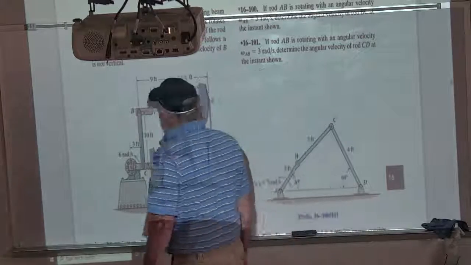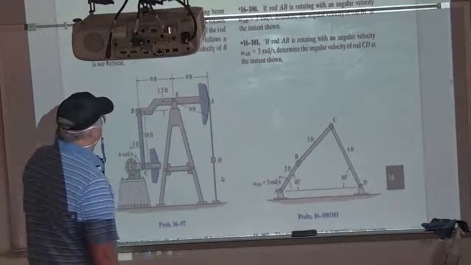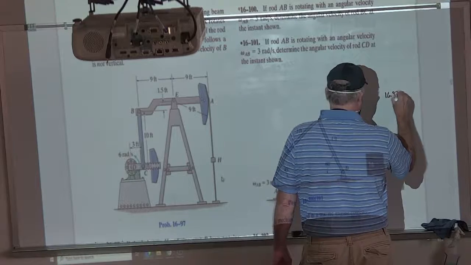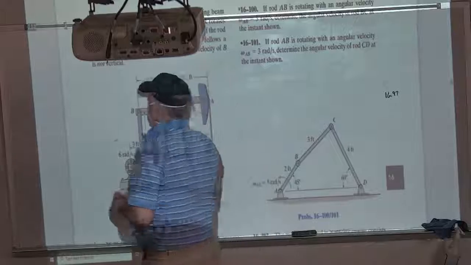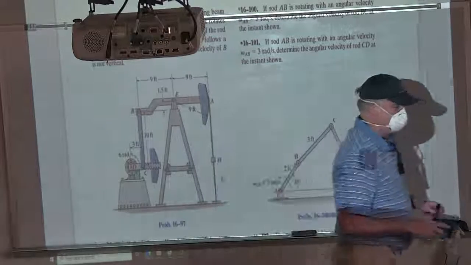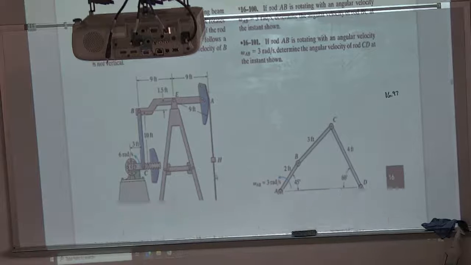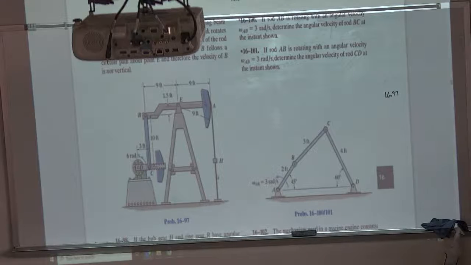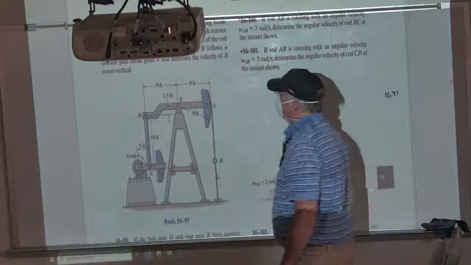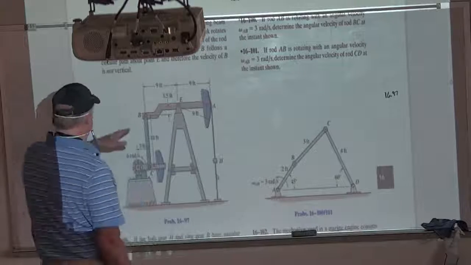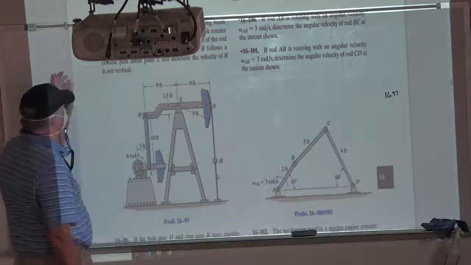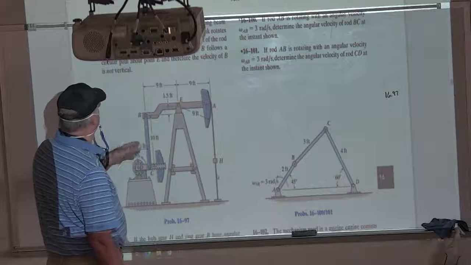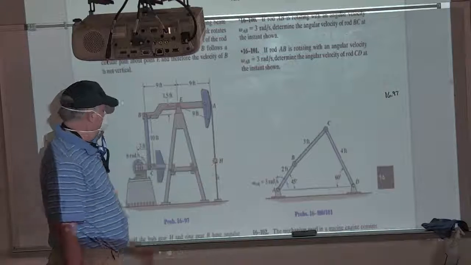Okay. This one is 1697. I don't know if I'm gonna get all the way through this. In fact, I need to roll it down a little bit. Not that much, so I guess I'm gonna have to shrink it. All right, there, that might do better. Okay, an oil pump unit consists of all this stuff cranks. If the crank rotates, that's this thing, at 6 radians per second, determine the speed of the rod and that thing right there.